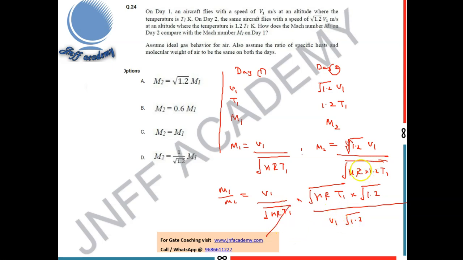Everything will get cancelled. So it becomes M1 is equal to M2. Even though it is flying at a different altitude, different speed, the Mach number during day 1 and day 2 are the same. So option C is the right answer.